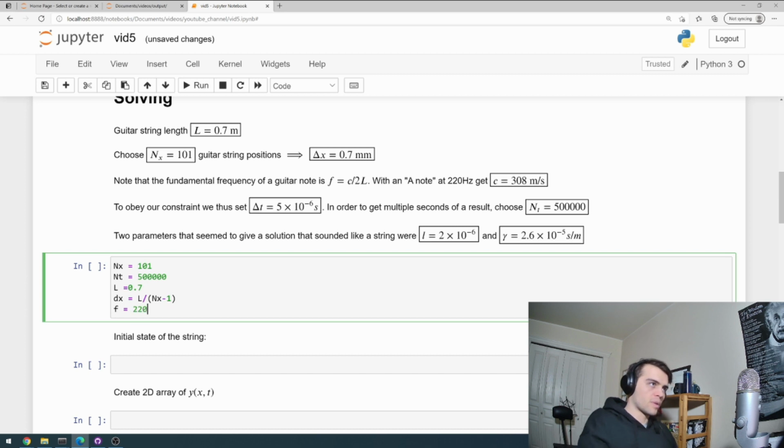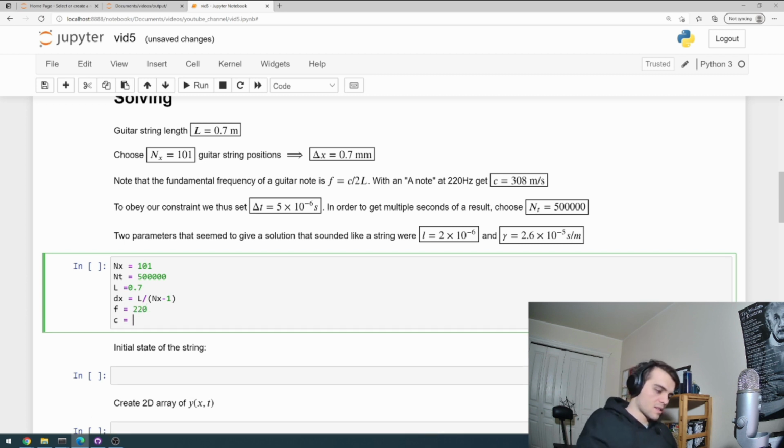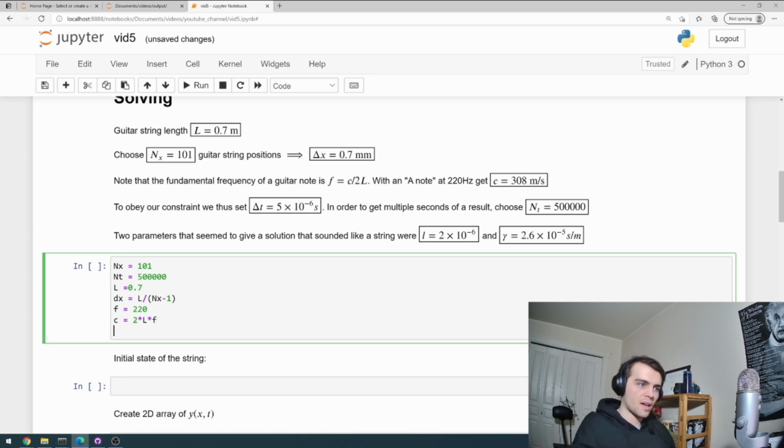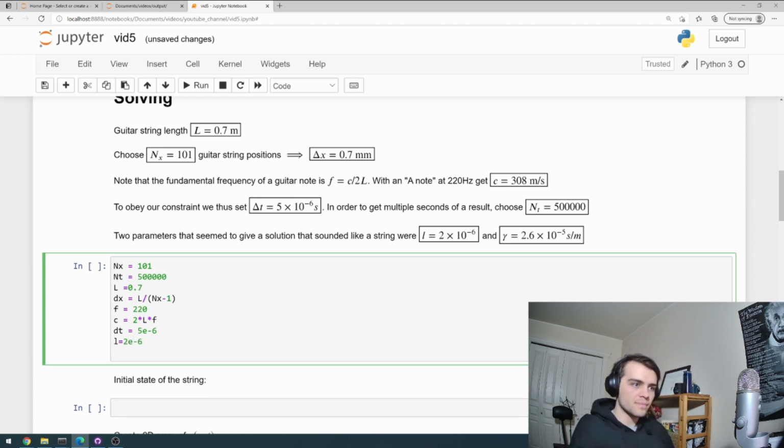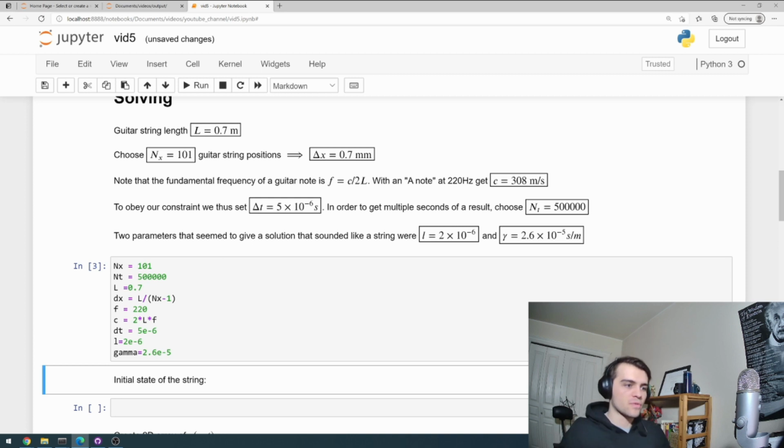F will be 220 hertz. C is 2 times L times F, a first year physics equation. dt is 5 times 10 to the negative 6. L is 2 times 10 to the negative 6. And gamma is 2.6 times 10 to the negative 5. So these are the parameters for the problem. Now let's get the initial state of the string.